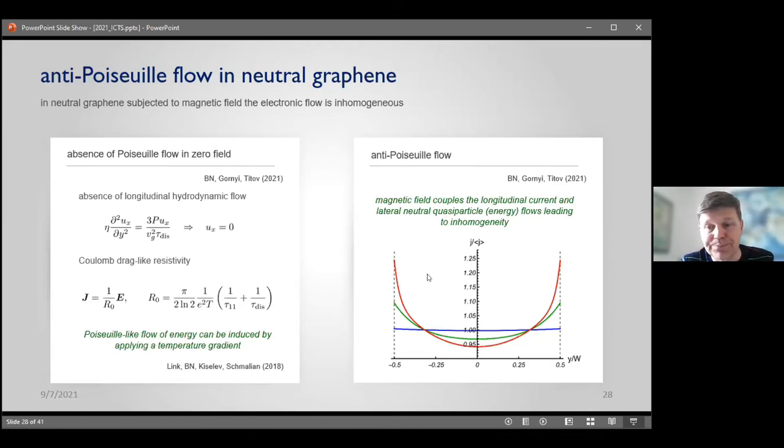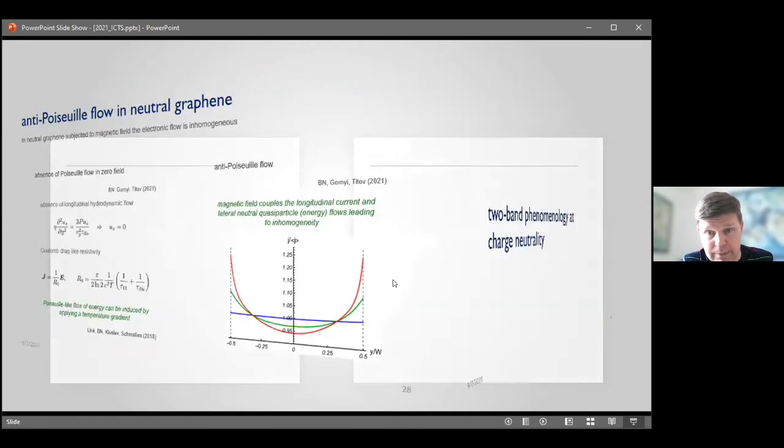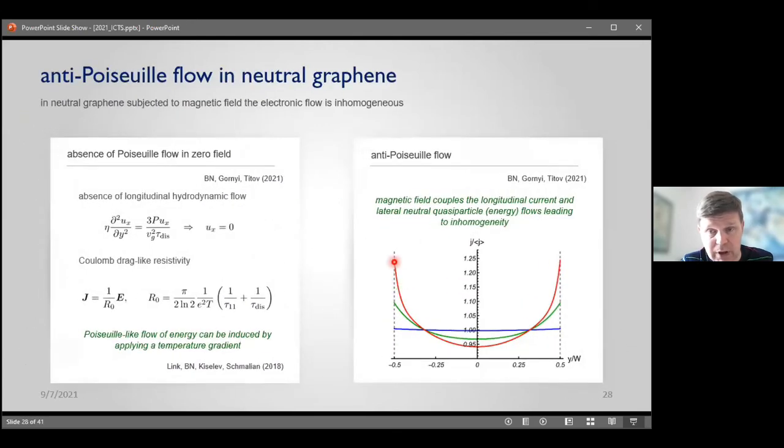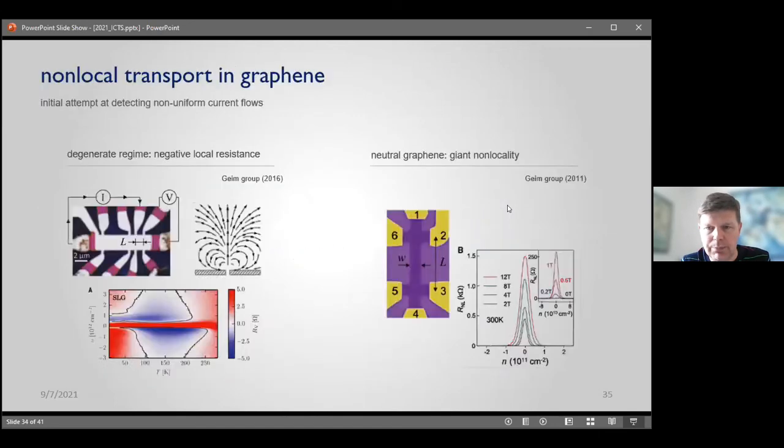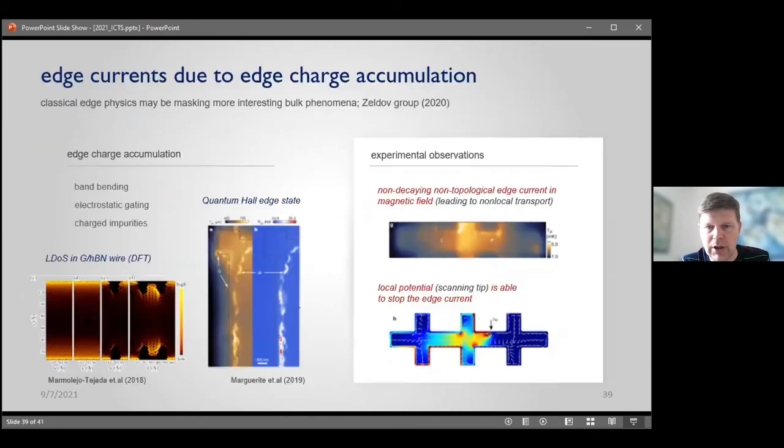So this type of behavior predicts that something happens at the edge of our channel much more than in the bulk. Right? Now, let me just skip slides here and show this experiment that was recently done at the Weizmann Institute.